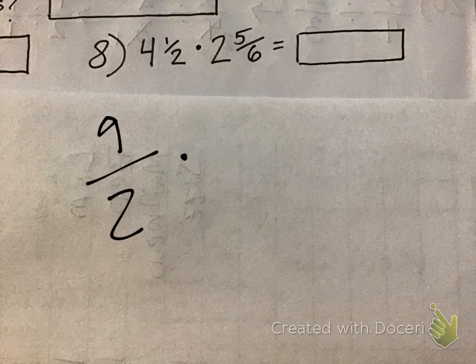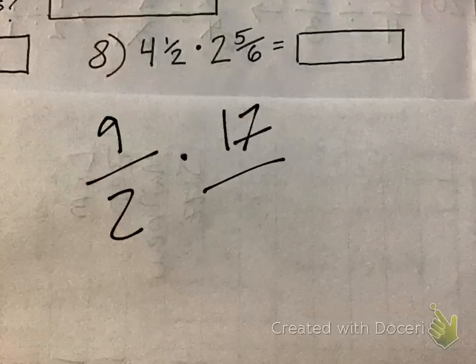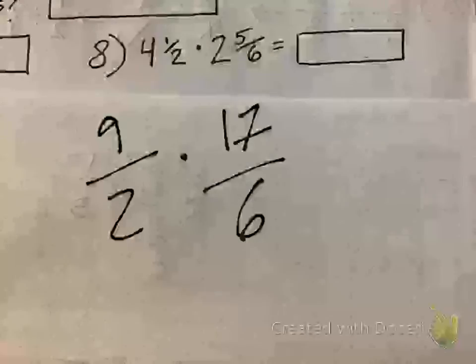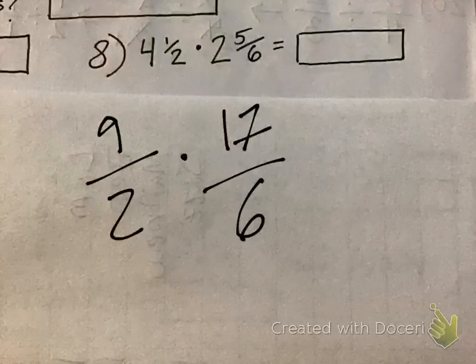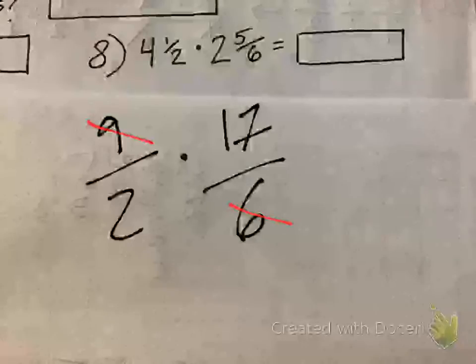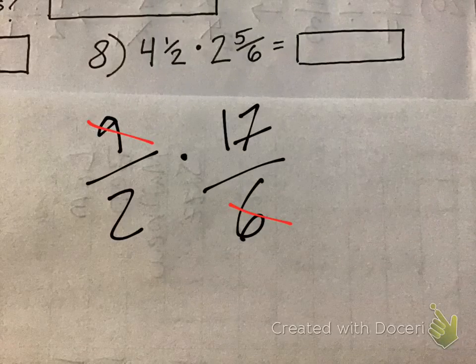What about 2 and 5/6 as an improper fraction, Romario? 17/6. Can I cross cancel anything? What can I cross cancel, Liam? The 2 and 17. So how do I cross cancel 2 and 17? Can I do that? No, 17's odd. What can I cross cancel, Anita? 9 and 6. Their greatest common factor is what, Trey? 3. So this becomes 3 and this becomes 2.